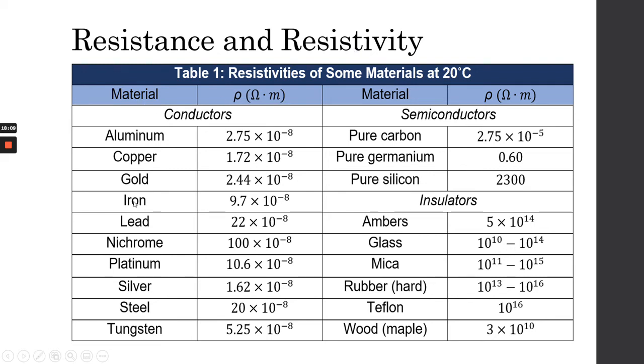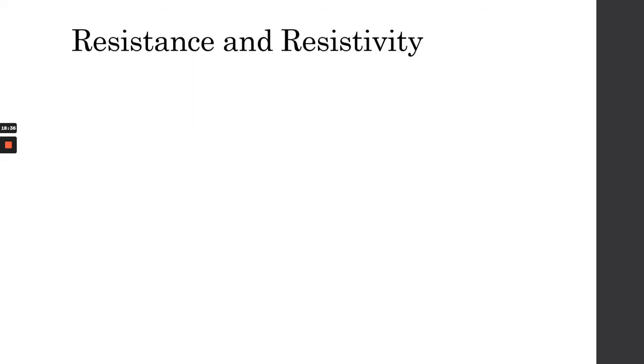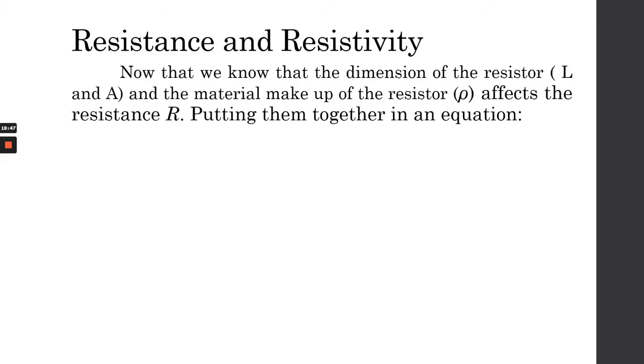So ito yung example ng mga material na ginagamit natin to talk about resistance and resistivity. So ang aluminum meron siyang resistivity na 2.75 times 10 raised to negative 8 ohm meter. And yun yung tatlong bagay that affects resistance: yung length ng ating resistor, yung cross-sectional area ng ating resistor, and lastly, yung resistivity rho ng material that makes up the wire or our resistor.